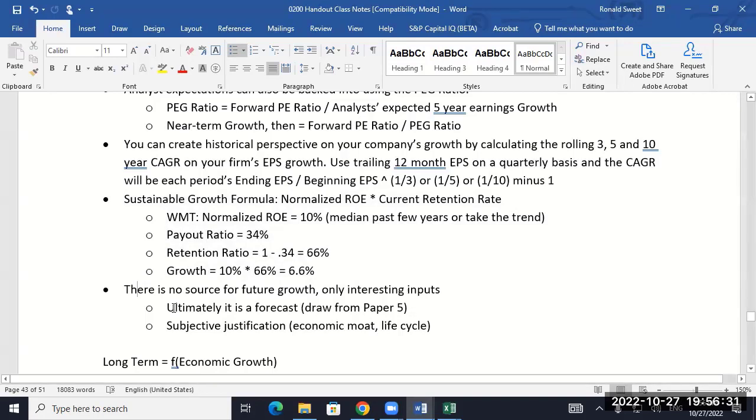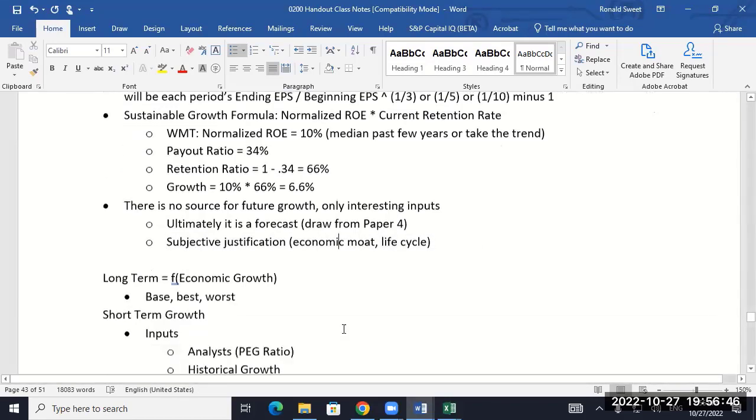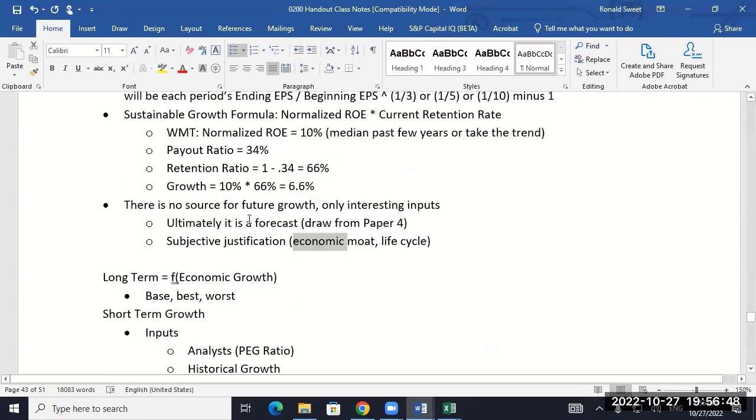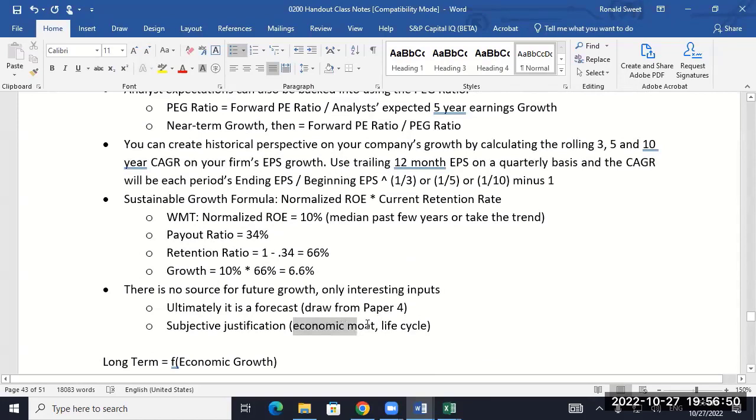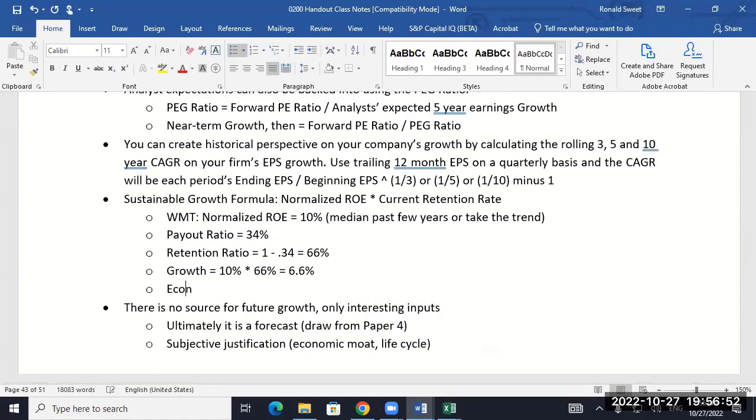I do have students email me, where do I get my future growth? It's like, your guess should be better than mine because you're actually doing this analysis. But ultimately, it's a forecast from paper 4, and it's subjective. I should have put this under sustainable growth. On sustainable growth, you are talking about economic moats. If you think a firm's going to grow fast, what is that economic moat that they have that's sustainable? They can keep the competition out.